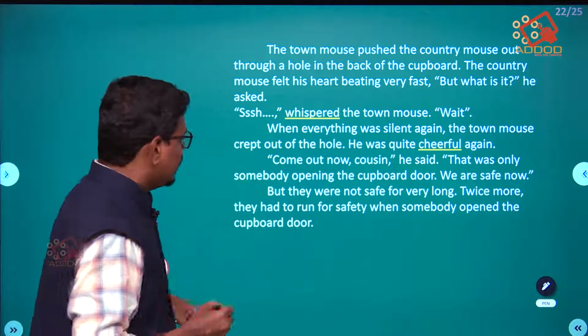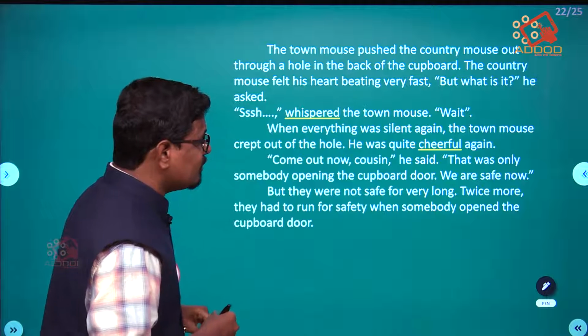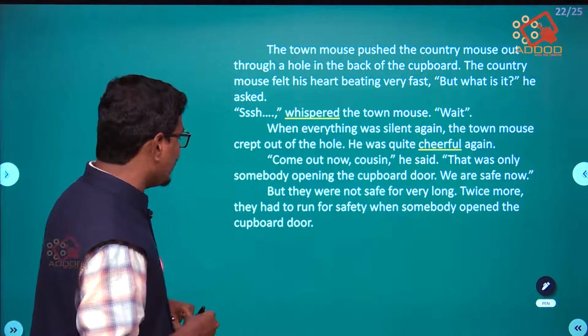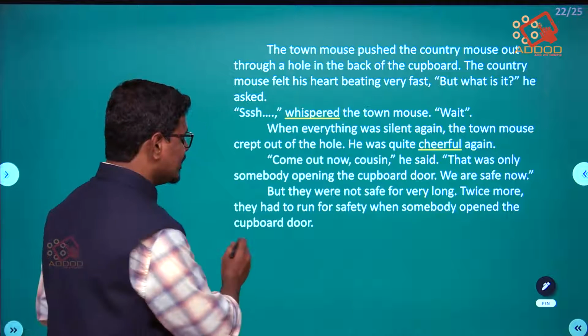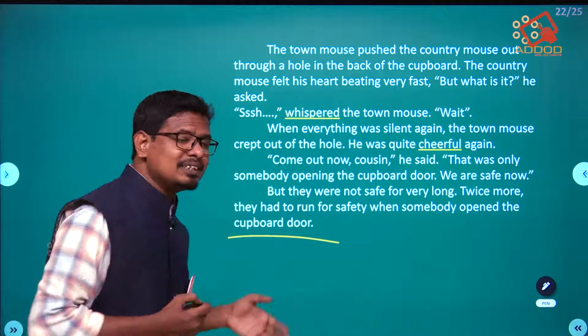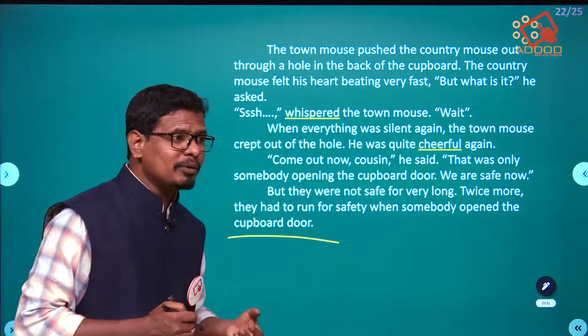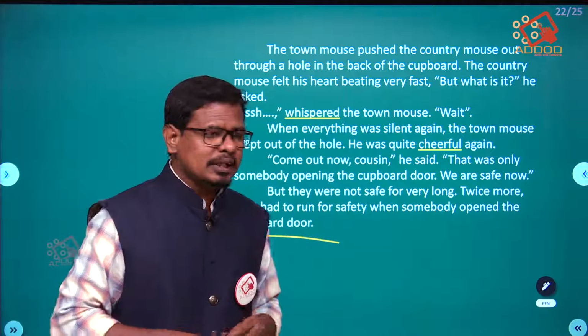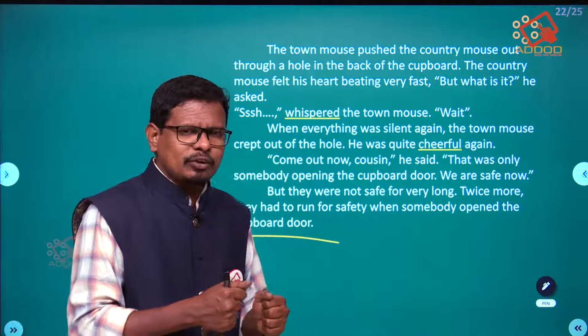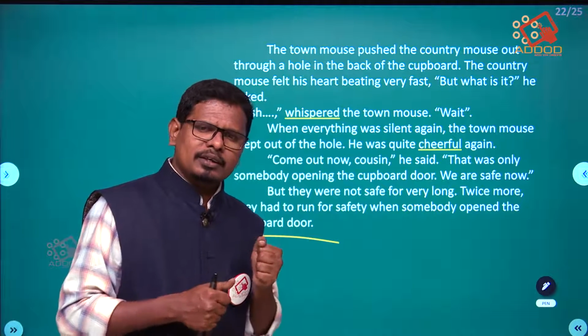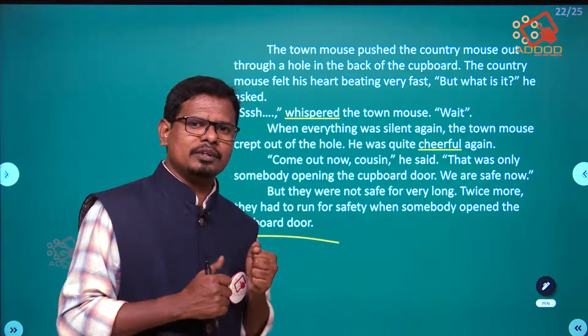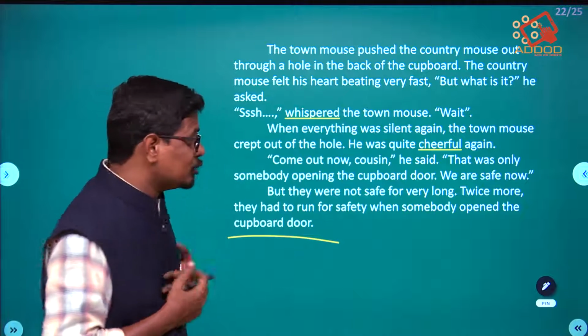Yeah, but they were not safe for very long. Twice more, they had to run for safety when somebody opened the cupboard. It was not just once. It was twice, it was thrice. They had to run. Maybe tomorrow morning when they get up for breakfast, they may have to run again. In the afternoon for lunch and during the night for dinner, they may have to run. So the country mouse was out of breath.